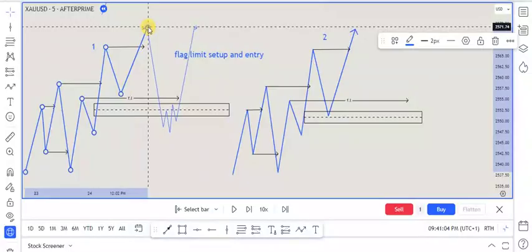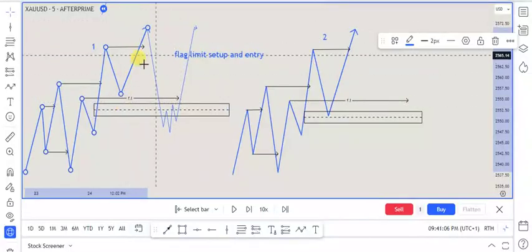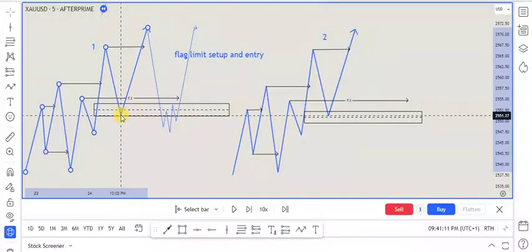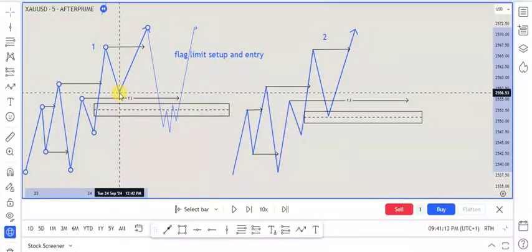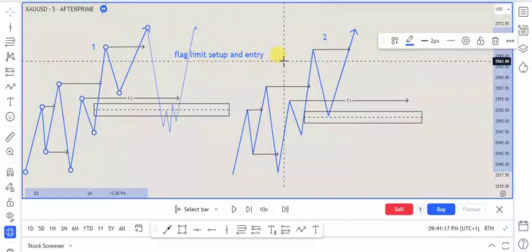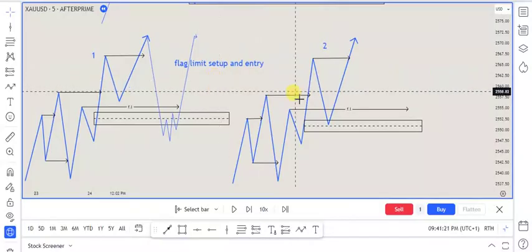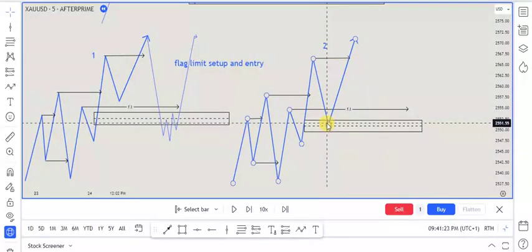You must wait for it to happen. Once it happens, then you check the level where it is. If it touches the fair value gap, your entry will change. But if it doesn't touch the fair value gap, your entry also will change. Now this one touches the fair value gap, right?